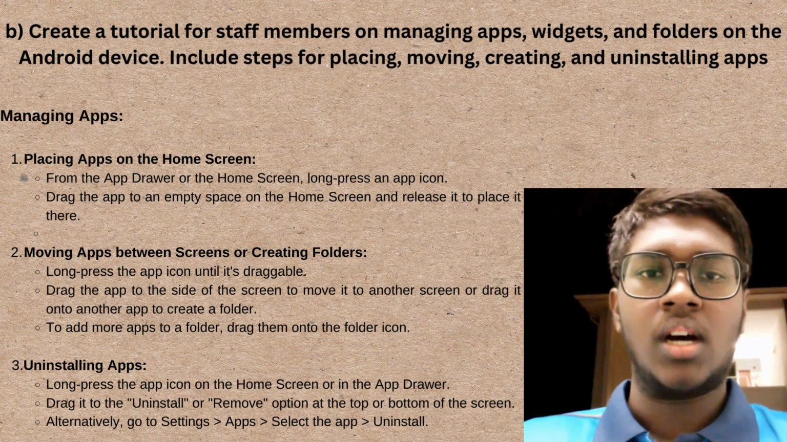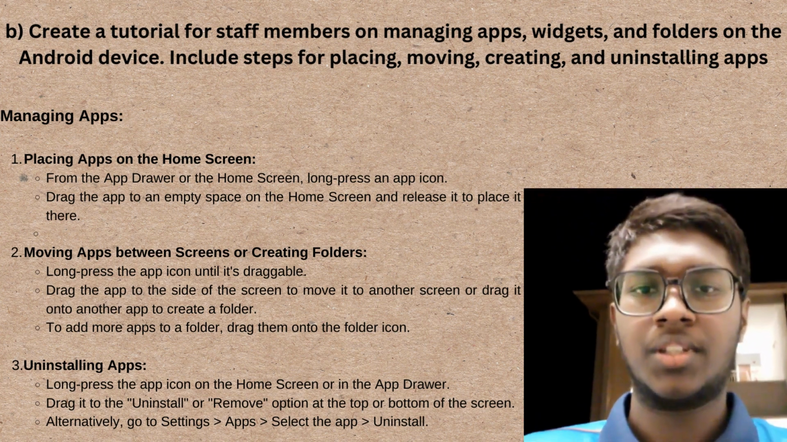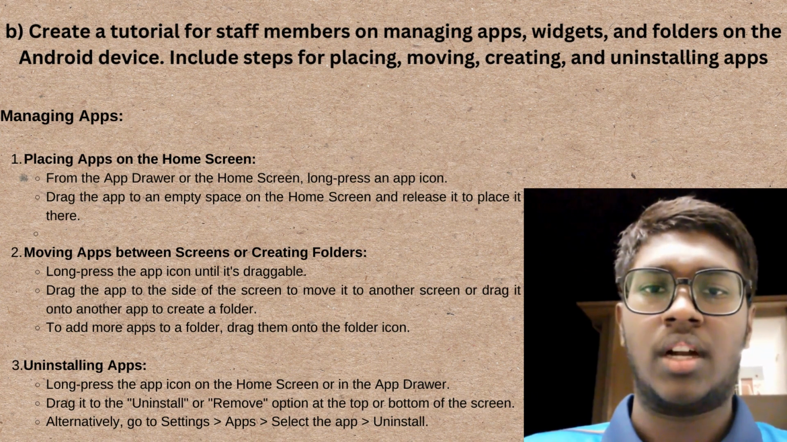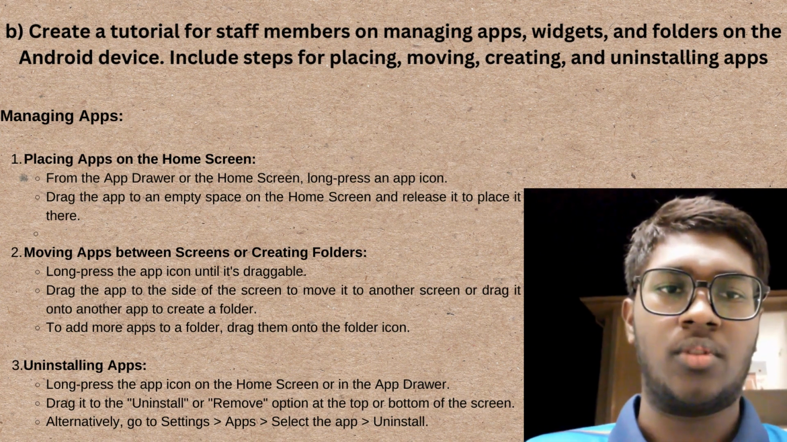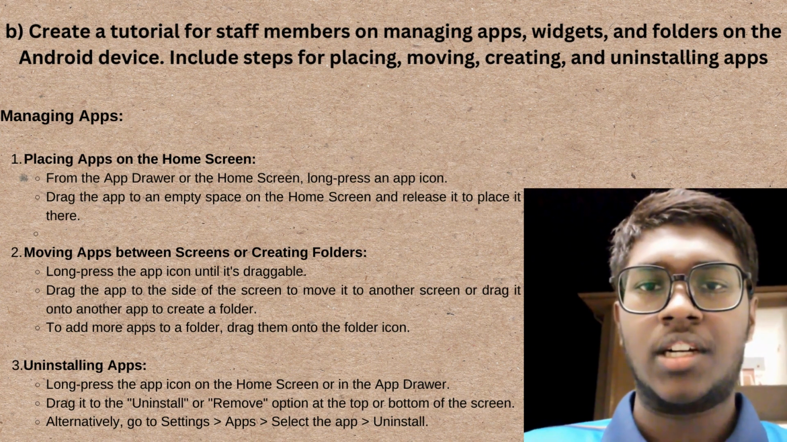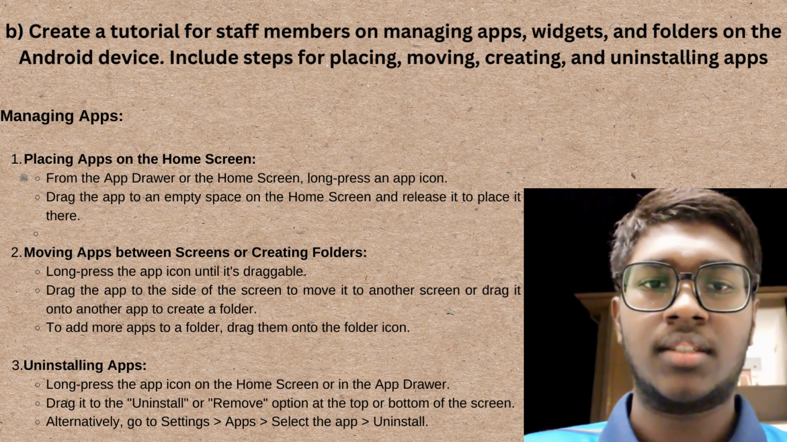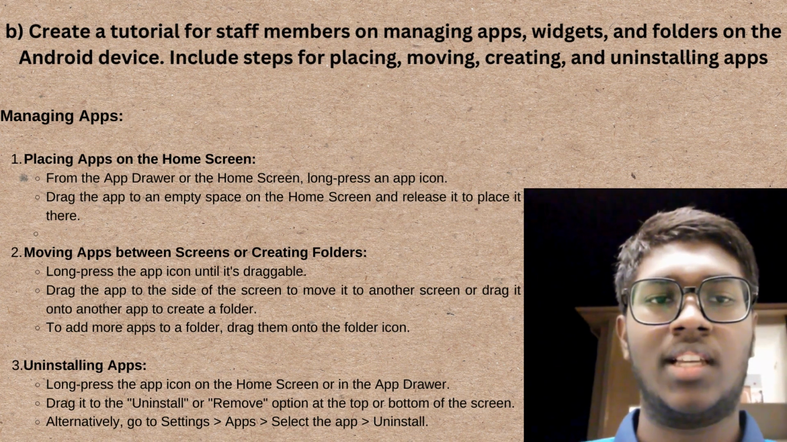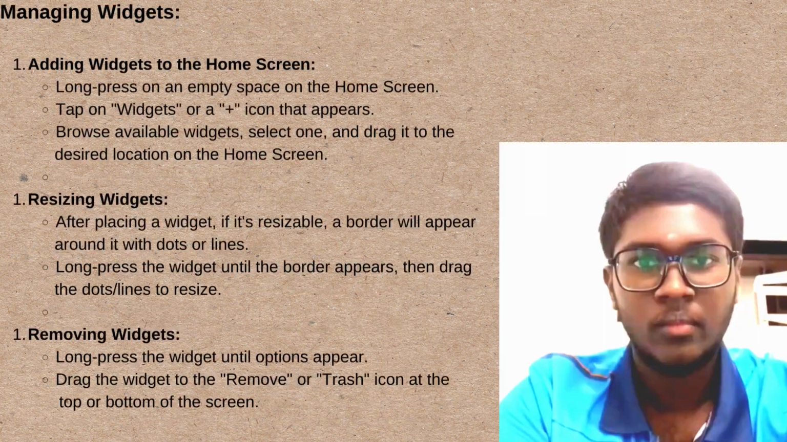Number 3. Uninstalling the apps. Long press the app icon on the home screen or in the app drawer. Drag it to the uninstall or remove option at the top or bottom of the screen. Alternatively, go to settings and then apps, then select the app. Lastly, uninstall the app.